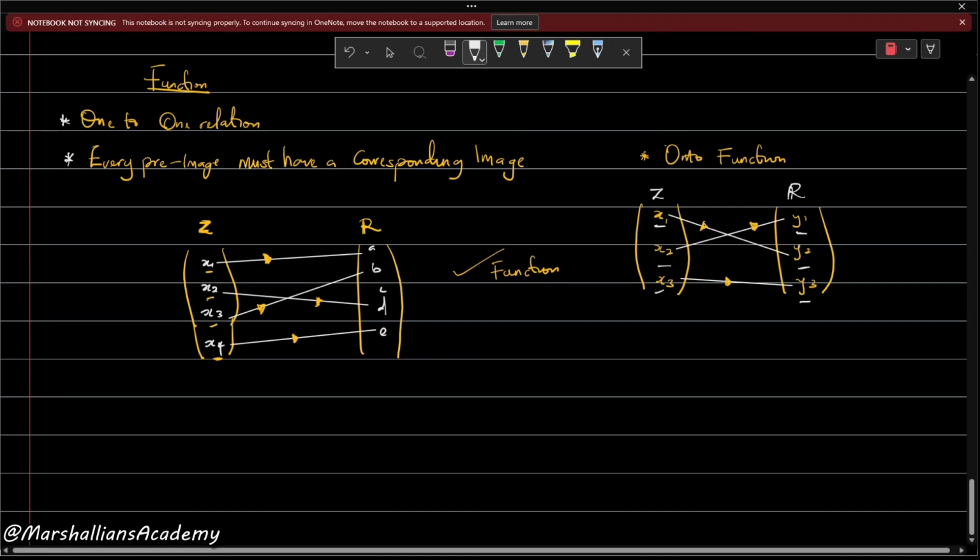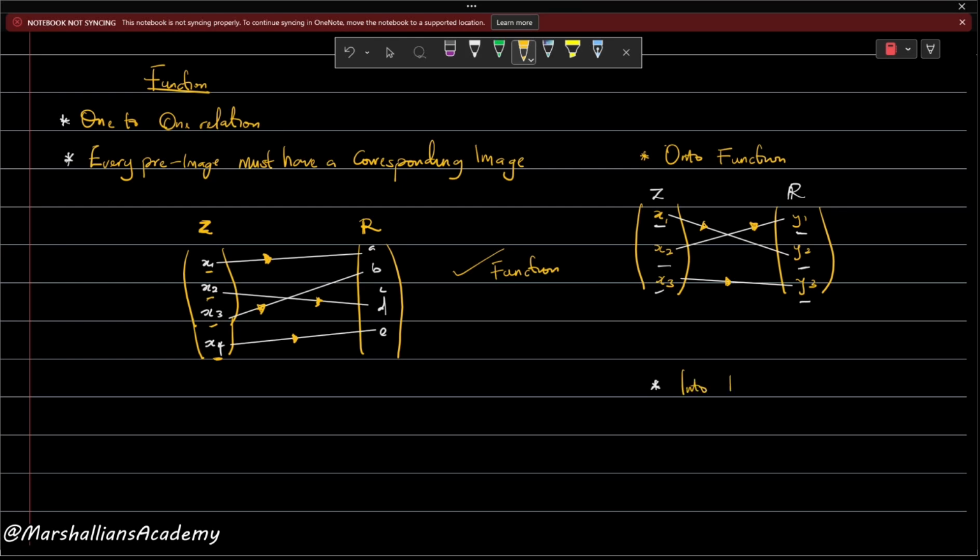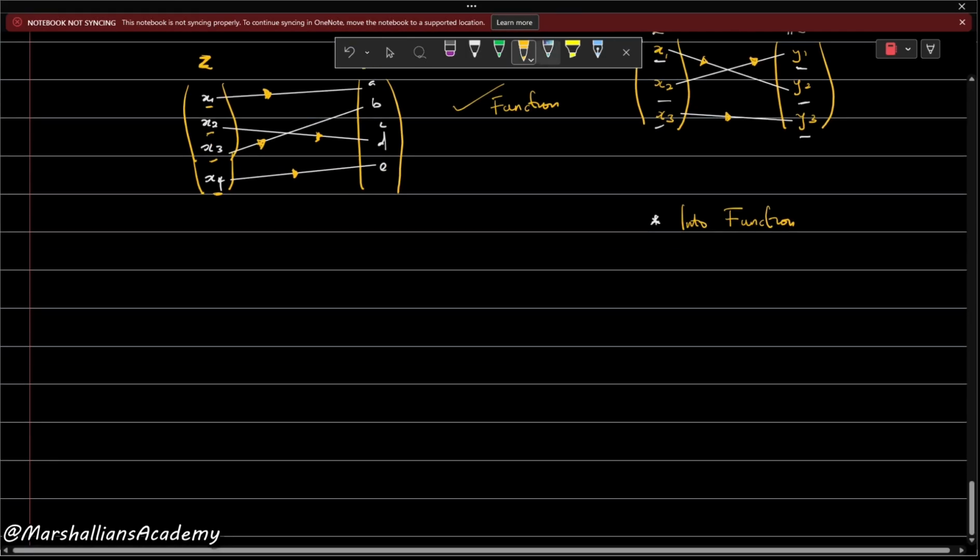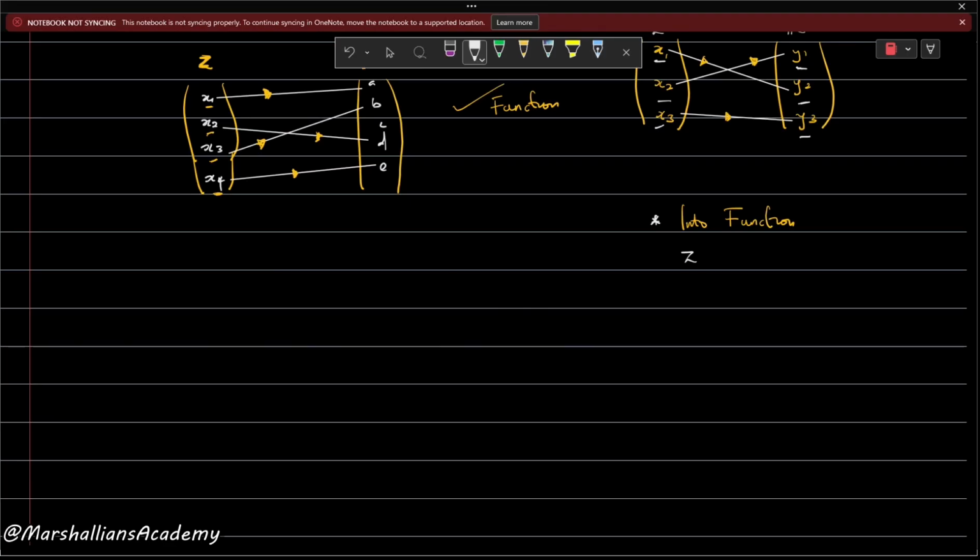Now we have something called into functions. An into function is any function whereby there is at least one element in the range that doesn't have a pre-image. Let me try and even graph it again for you. So let's say I have Z and R as my two sets. And let's go back with our regular x1, x2, x3. And let's say we have here now y1, y2, y3, and y4.